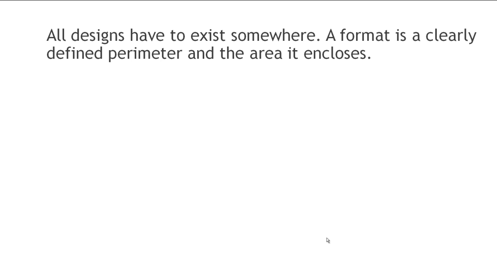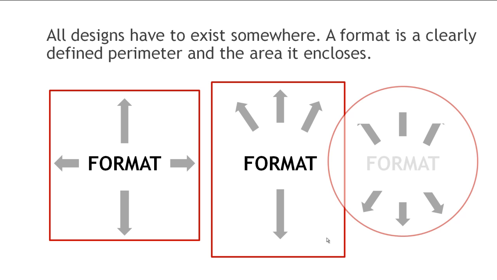All designs have to exist somewhere on a physical surface. That defined perimeter and the area it encloses, where a designer begins composing a design with his or her first mark, is what we refer to as format. Whether the design application is printed on a page or painted on a canvas or viewed on a screen, the format is the outer perimeter that acts to frame and hold the design solution.